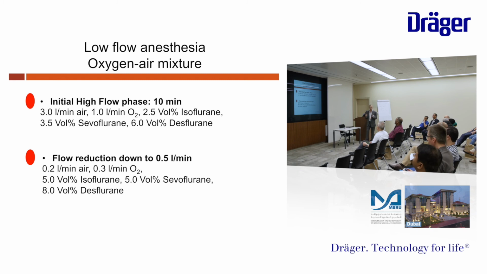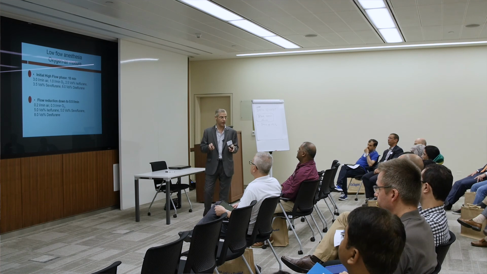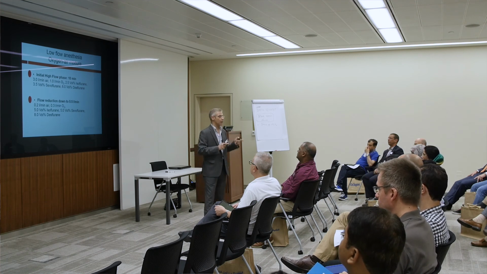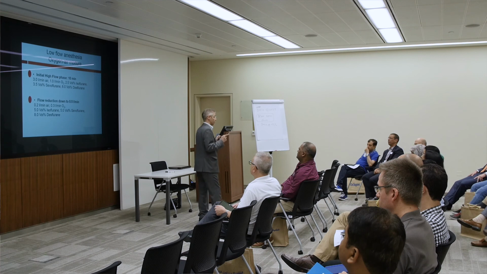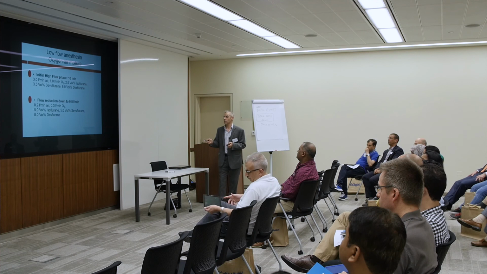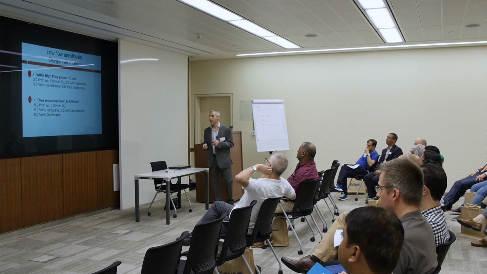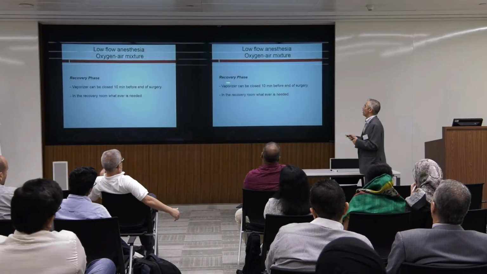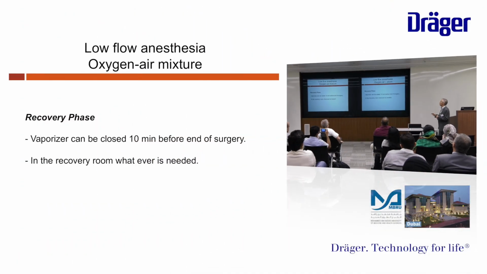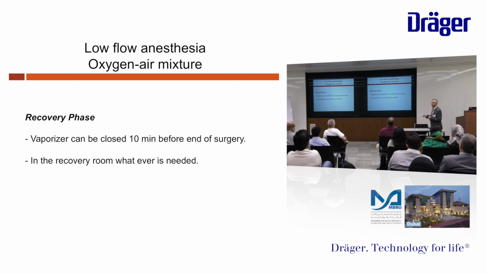I'm talking about the manual technique. It is much more difficult to perform manually. You have to do a lot of work when you are doing it manually. So we have to increase the isoflurane to 5% or the sevoflurane to 5% and the desflurane to 8%. If we are going to do low flow anesthesia with an oxygen mixture for the recovery, it's the same. We can close the vaporizer 10 minutes before the end of the surgery and increase the flow again to 4 or 5 liters.